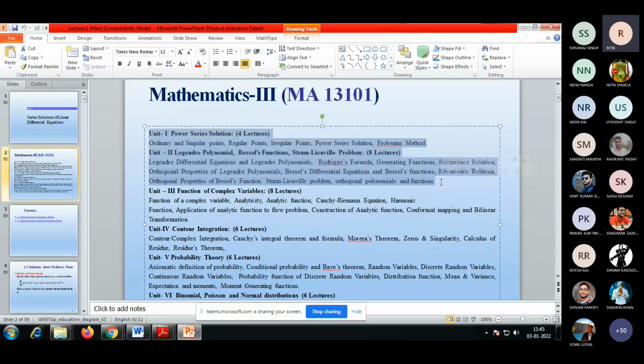Orthogonality has already been discussed for the Legendre differential equation as well as the Bessel differential equation. Okay. Now the next topic is functions of complex variables.